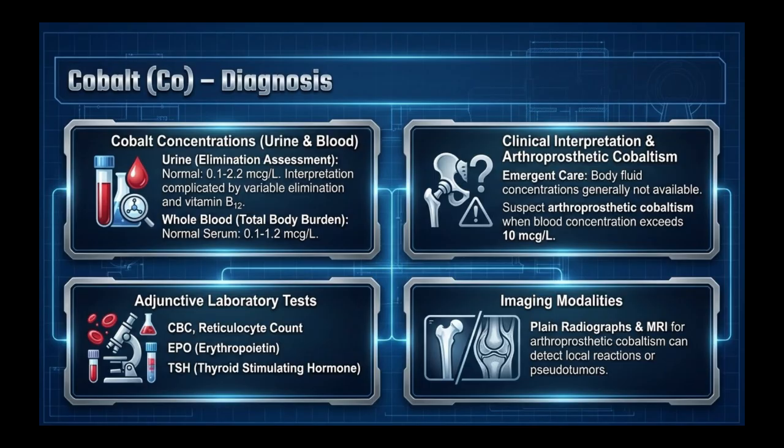Serum cobalt concentrations in symptomatic cases of cobalt poisoning related to joint implants have been reported to vary widely, from 23 to 1,085 micrograms per liter. Normal reference values for cobalt in urine are between 0.1 and 2.2 micrograms per liter.